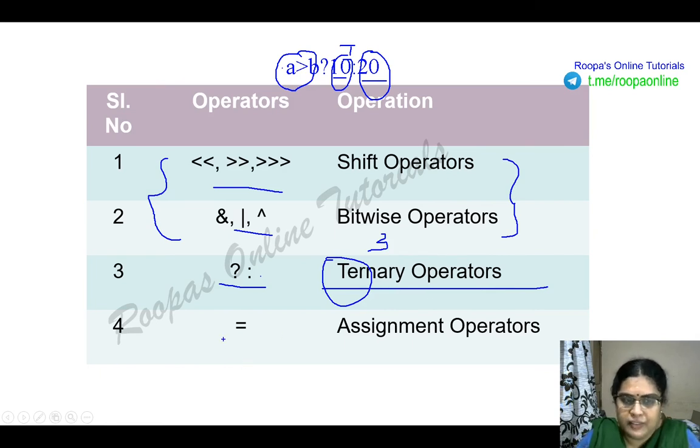Next, we have the equal to symbol. In maths we have it, isn't it? A equal to 5, B equal to 20, C equal to 15. We use equal to in so many places in maths. But here, this equal to is known as the assignment operator. It is mainly used with variables. For example, if I say int A is equal to 10, that means the variable A is going to store this value 10 in it.